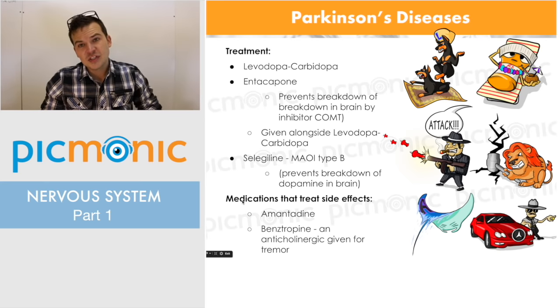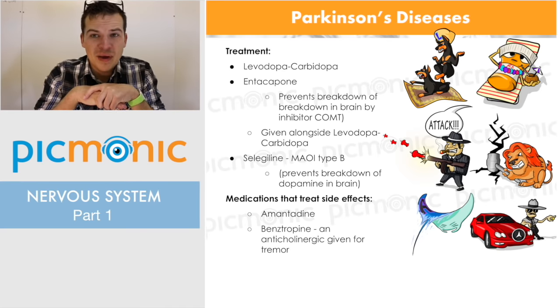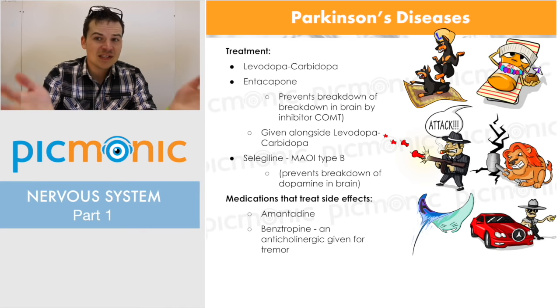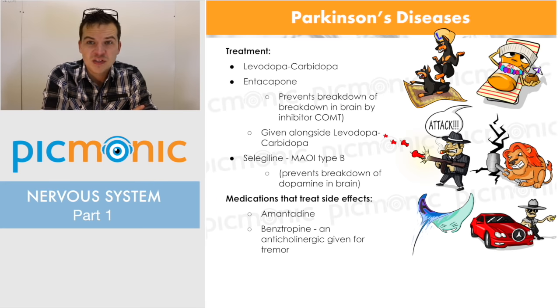Just some other medications to prevent some other side effects. There's amantadine, which is actually an antiviral. The mechanism of action, why it works for the side effects, is unknown, but it's actually an antiviral drug, not really used, but just used sometimes in the treatment of Parkinson's as an ancillary treatment.